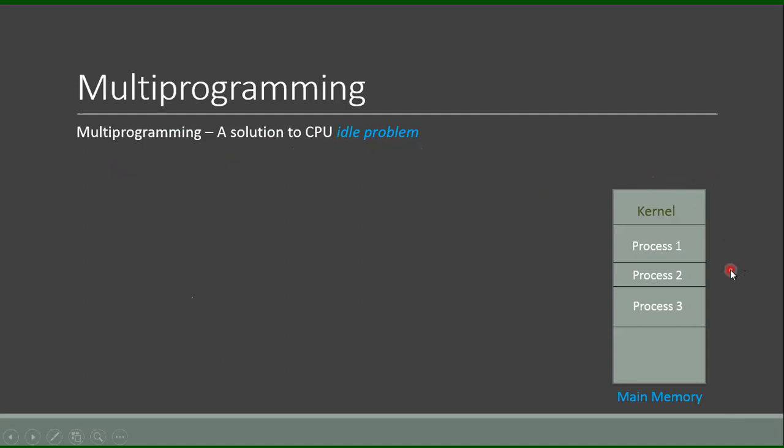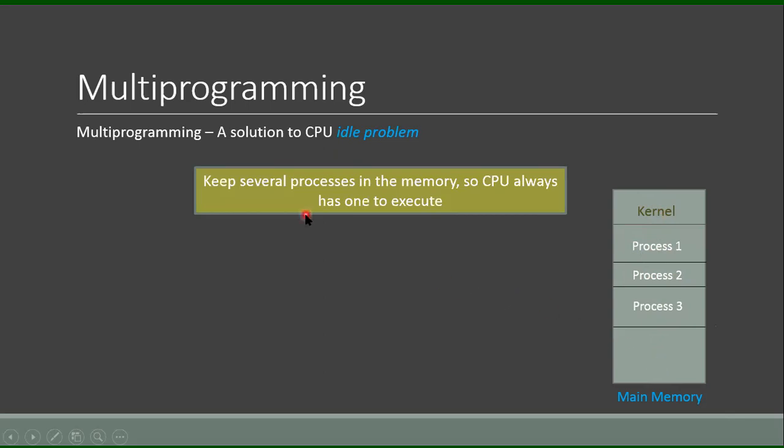This figure shows how multiprogramming can be implemented. The main memory holds the operating system as well as three processes: process 1, process 2, and process 3. The rest of the memory area is empty. The idea of multiprogramming is to keep several processes in memory. As you can see from this figure, there are three processes in memory, so the CPU always has one to execute.